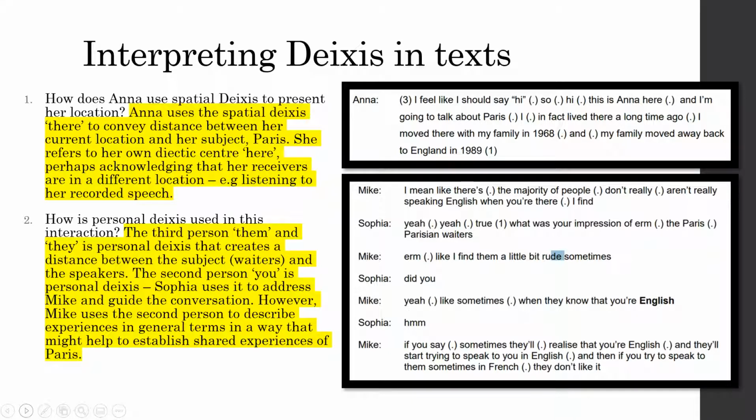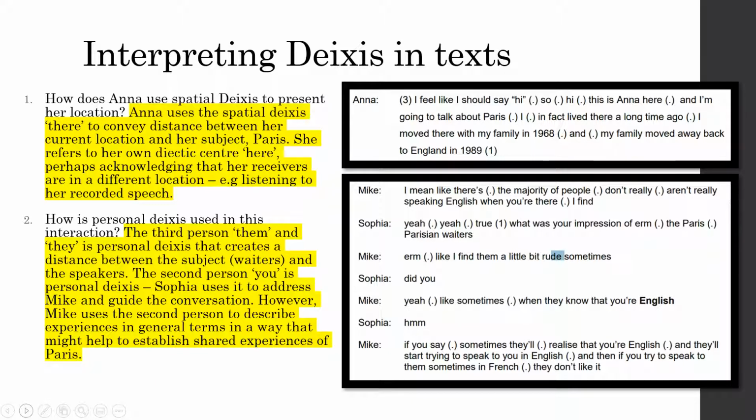Seems odd for her to use here to refer to her own deictic centre in conversation. I think perhaps that suggests that she knew she was being recorded and that perhaps she knew she was addressing receivers who weren't in the same location. We often describe ourselves as being here when we talk on the phone to people, and I suppose that might be an acknowledgement of the spatial distance between where we're speaking from and where our receiver is.